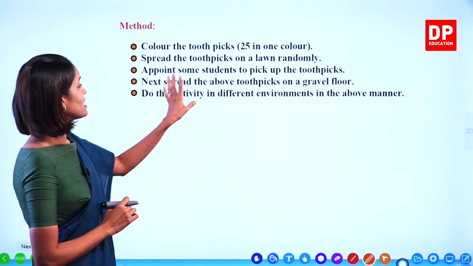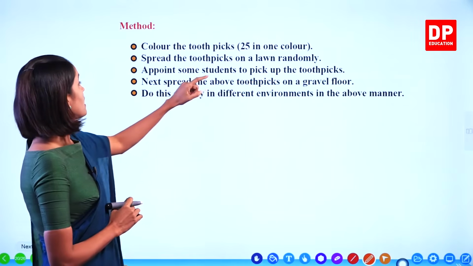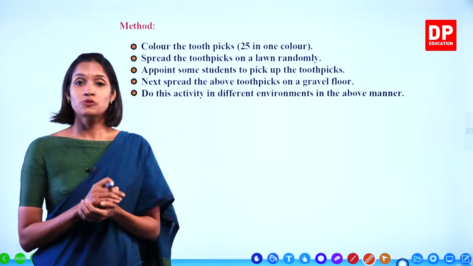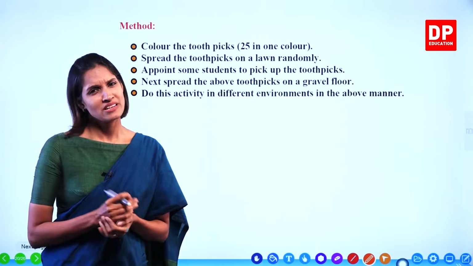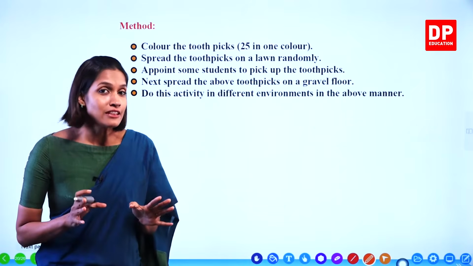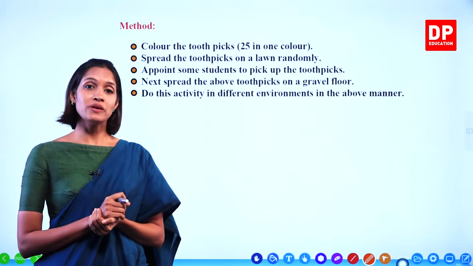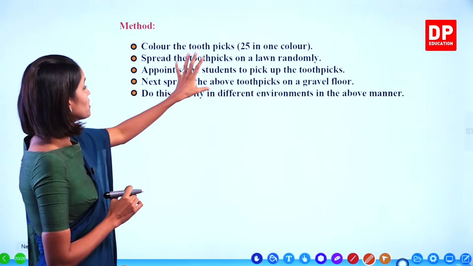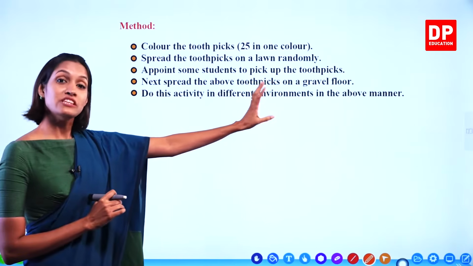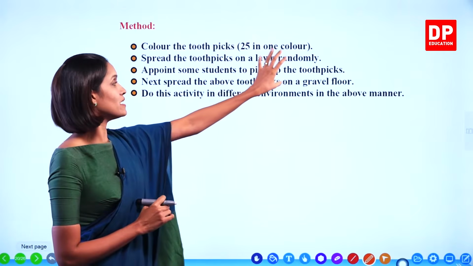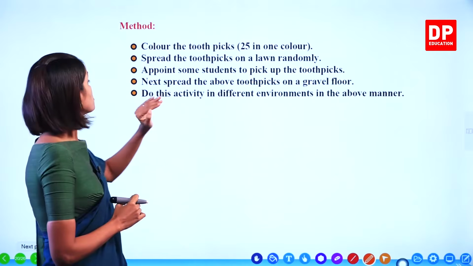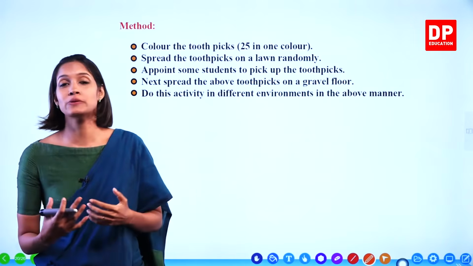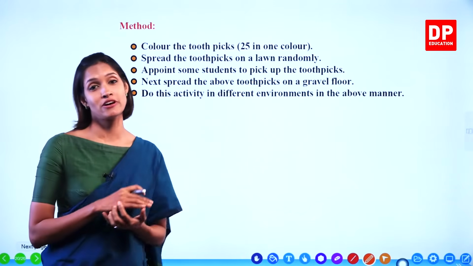So do this activity, and again you have to do the same activity, and you have to ask the same set of students to pick these toothpicks up within a given period of time, let's say 1 minute or 2 minutes, and then you have to count the number of toothpicks picked by the students, right? So here we use 2 different environments with different colors, right? Green color environment and brown color environment. So do this activity in different environments in the above manner. In the same way, you can do the same activity in different environments.